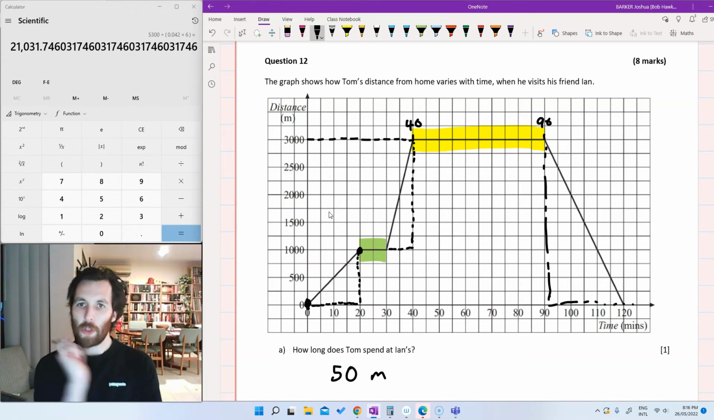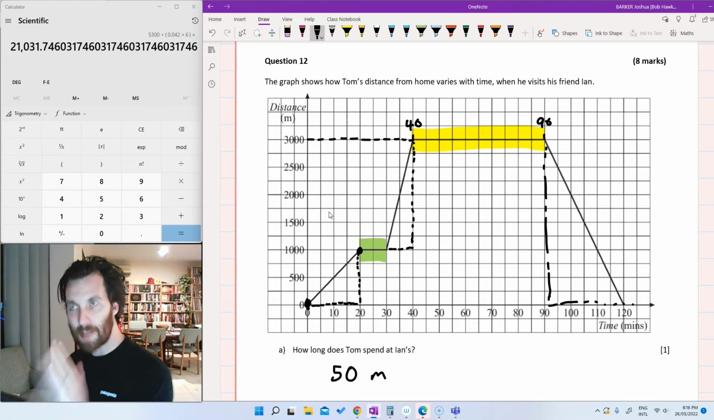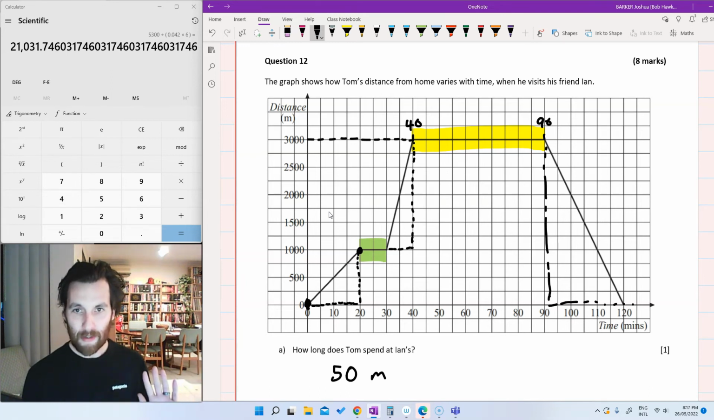Now, you could work out the speed for each section of the graph, but you actually don't have to do that. What you can do instead is look at what has the steepest gradient, because when the gradient is the steepest between two particular points, it means that he's covering more distance in the time that's available. So without even figuring out what the speed is, if we just look for the steepest gradient, that will tell us when he was going the fastest.